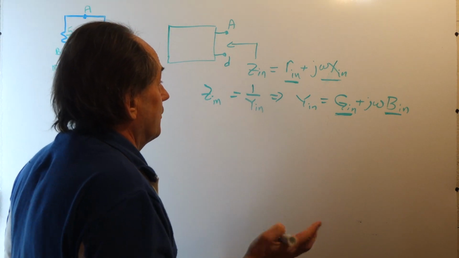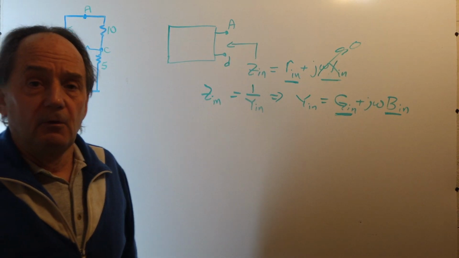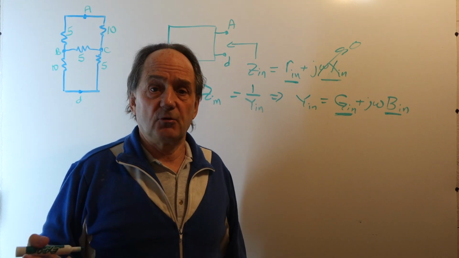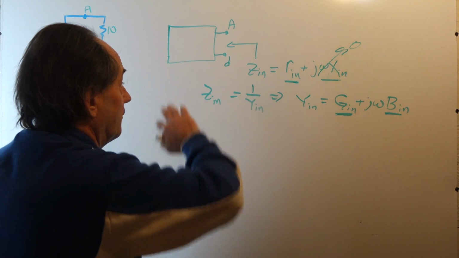In a DC network, the omega goes to zero, so the reactances all go to zero. So we can replace inductors by shorts and capacitors by opens in the DC case to solve the network.